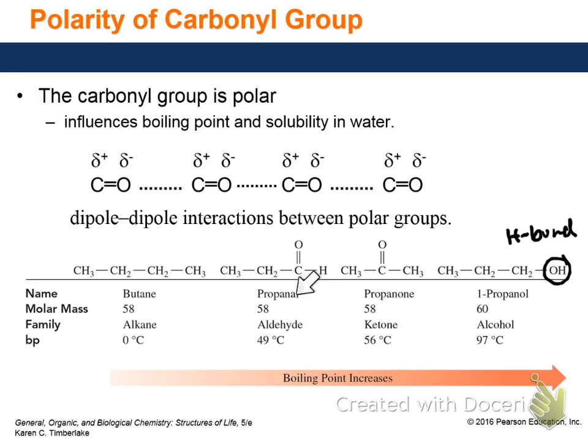Anyways, propanal has a boiling point of 49, propanone 56. The subtle difference here can be explained, but I don't think we need to know the explanation for that in this class. And then propanol has a boiling point of 97 degrees Celsius, so it's a lot higher. And the whole idea is carbonyl groups are very polar, and as polar carbonyl groups line up with each other, that intermolecular force of attraction holds them together. Their boiling points are higher than just a straight alkane, but lower than the alcohol that has the hydrogen bonding.